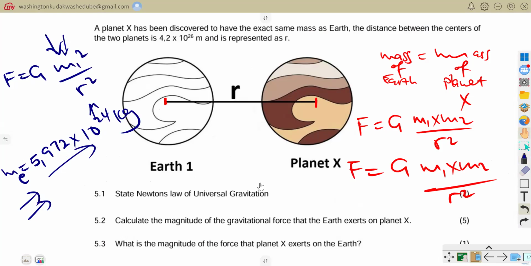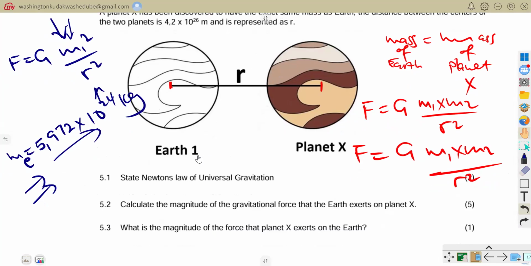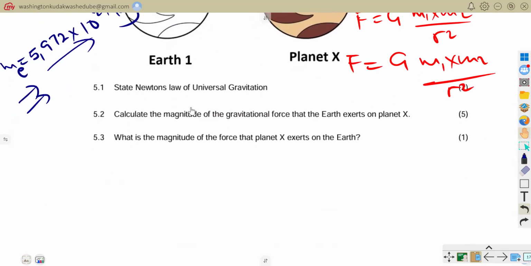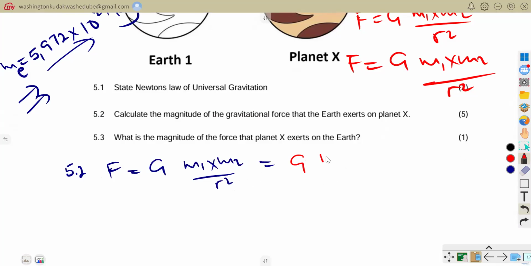So for us to calculate the magnitude of the gravitational force that the Earth exerts on planet X, we are just going to say, 5.2 is given by F is equal to G M1 times M2 all over R squared, and we've said that this would fall to say G mass of Earth squared all over R squared.